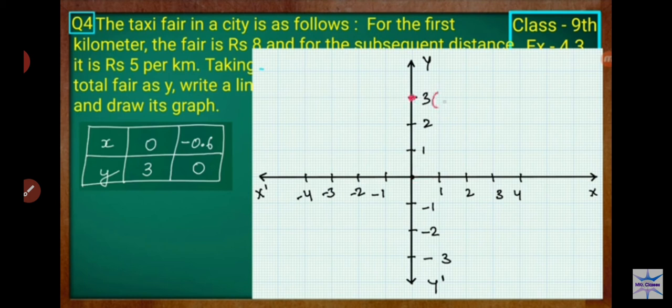Where is (0, 3)? Okay, here is (0, 3), and where is (0.6, 0)? 0.6 is the x coordinate and 0 is the y coordinate. So where is the value of this? Yes, here is minus 0.6 and 0. Okay, now draw a straight line. Now draw a straight line. So this is your answer.